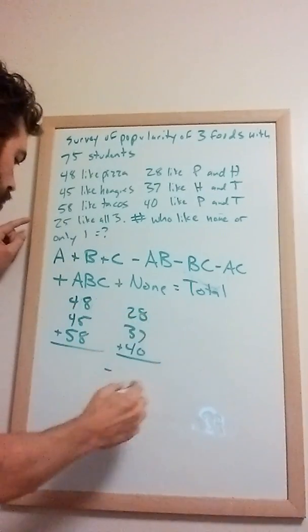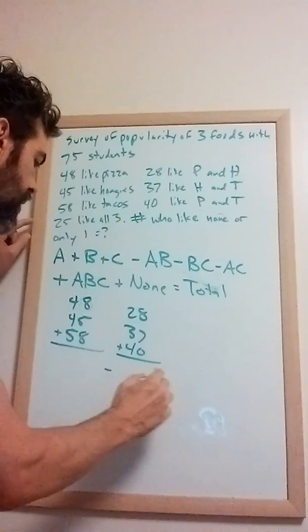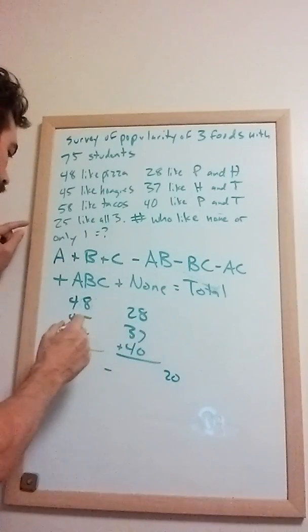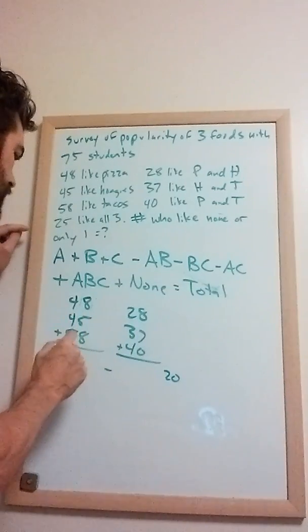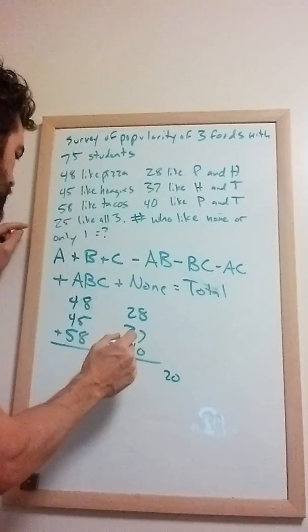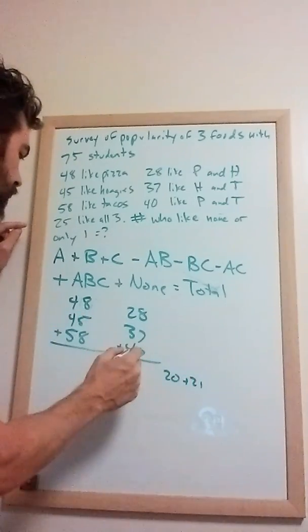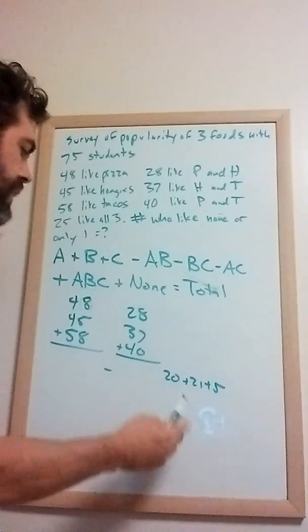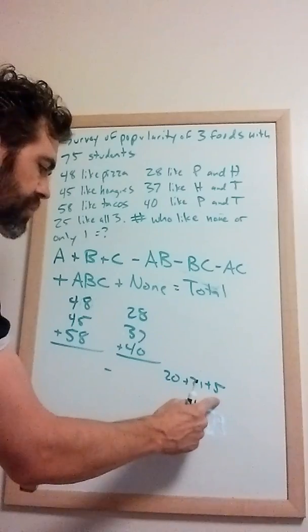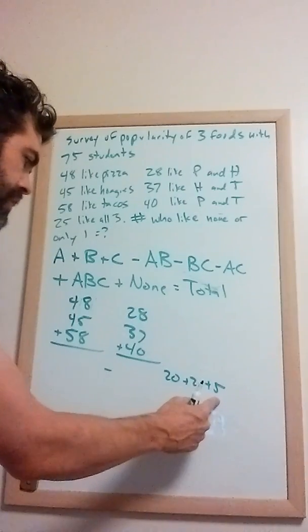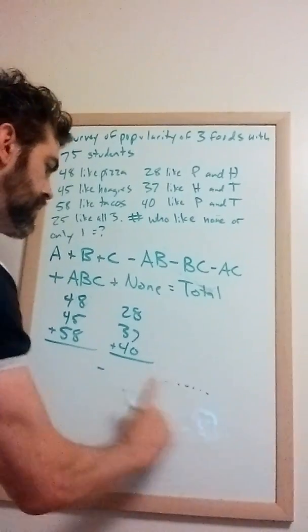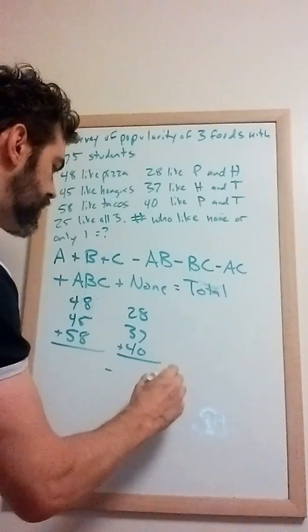48 minus 28 gives me 20. So I'm going to just write down 20. Let's see, 58 minus 37 looks easy to me, so I'm going to say that's 21. And 45 and 40, that's pretty easy. That's another 5. So 20 plus 21 plus 5 is 46. So far I've got 46.